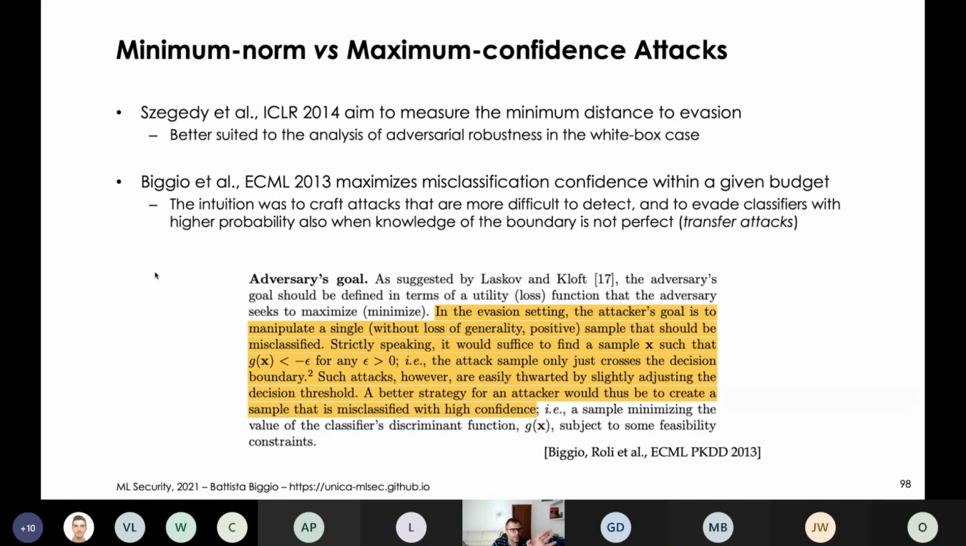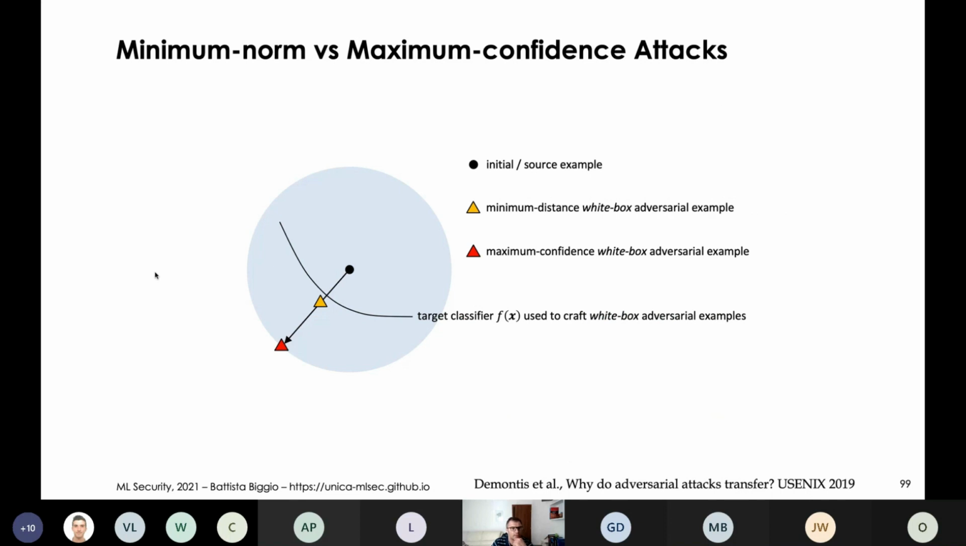Okay, so I think we will expand more on this notion later on, but this is the main difference between these two, let's say, paradigms for attacks. Here I have, again, an example to clarify why it's easier, intuitively, that maximum confidence attacks transfer better to other models.